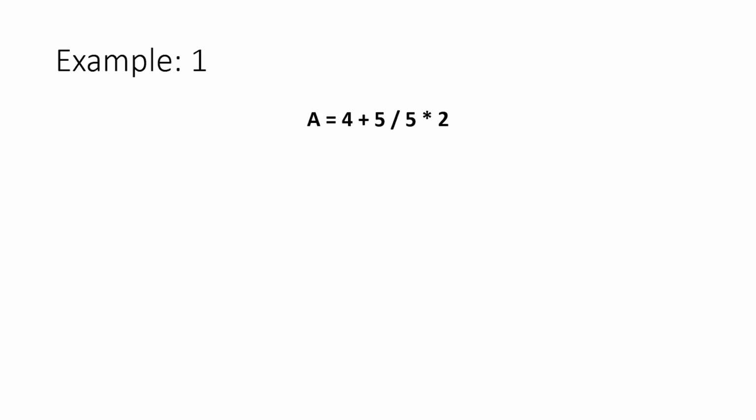Now, on your screen, you can see the first example where I have written A equals 4 plus 5 slash 5 star 2. In this expression, I have used 3 different types of arithmetic operators, namely addition, division and multiplication. Now, this expression can be represented in different forms. The first form can be represented as 4 plus 5 whole divided by 5 multiplied by 2. So, this is one way we can represent this expression.